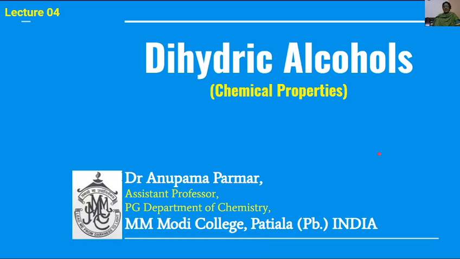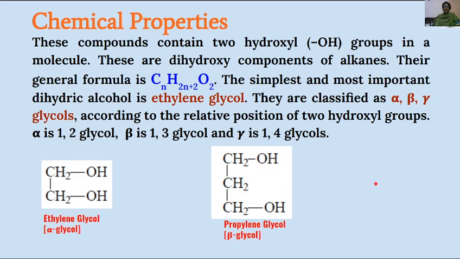Good morning students. Today we will discuss chemical properties of dihydric alcohols. These dihydric alcohols are also commonly called glycols. So these are dihydroxy compounds of alkanes. Their general formula is CnH2n+2O2. The simplest and most important dihydric alcohol is ethylene glycol.